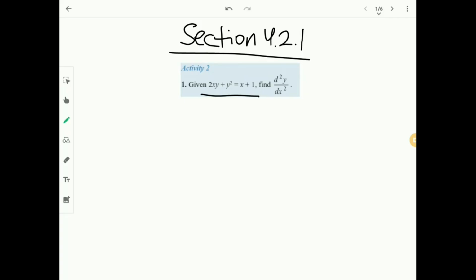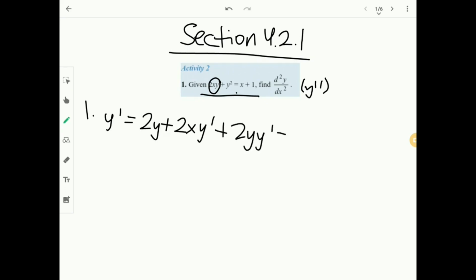Okay, let's check it together. Given 2xy plus y squared equals x plus 1, find basically y double prime. So basically activity 1 needs us to find y prime of this. So we are doing activity 1 in this question as well. To find y prime, you use the product rule kind of thing here. It's two variables, so it's 2y plus 2xy prime plus 2y prime equals 1.